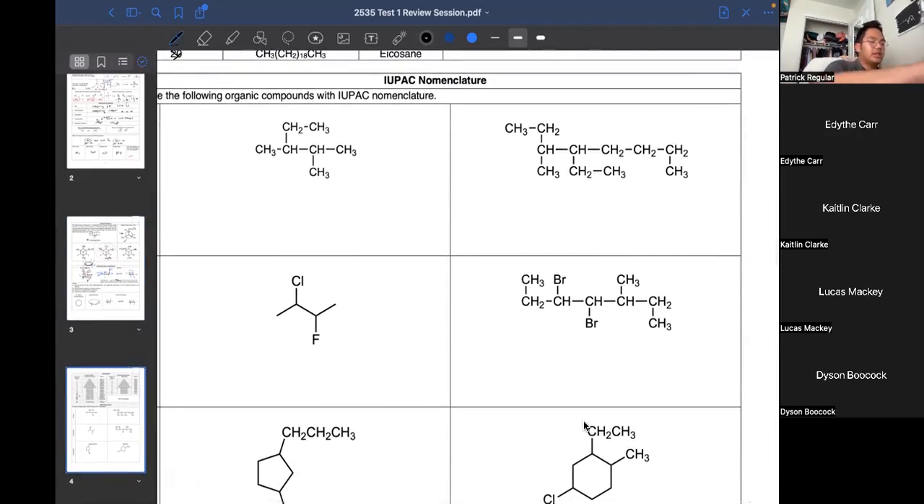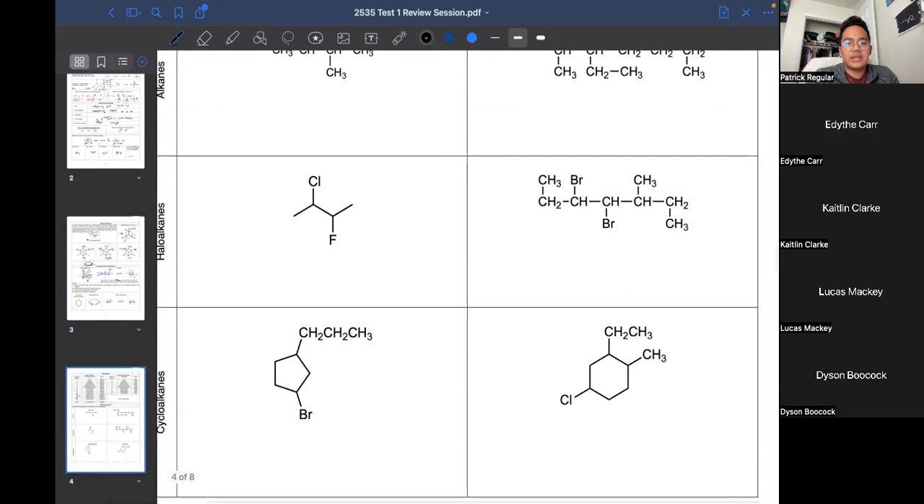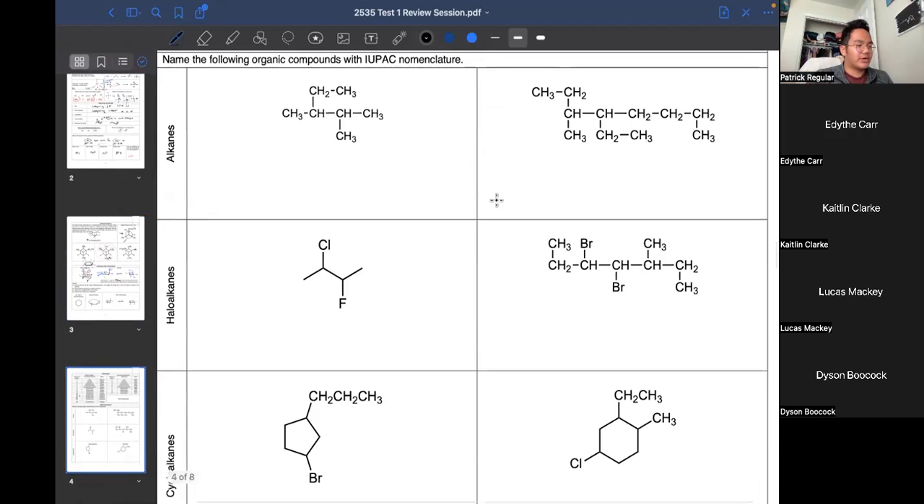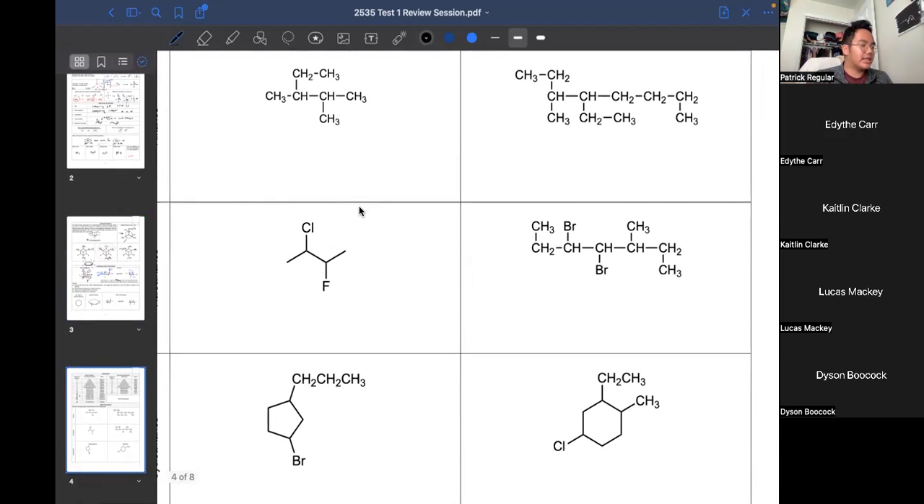Let's go ahead and get nomenclature out of the way. So for nomenclature, the first step is identifying your parent chain. In your parent chain, you have to look at the corners. If they're in a skeletal structure, it's pretty easy. You can kind of look at it. But when they're written out like this, it's kind of hard. You just have to find the longest chain. For this one, it is a pentane.